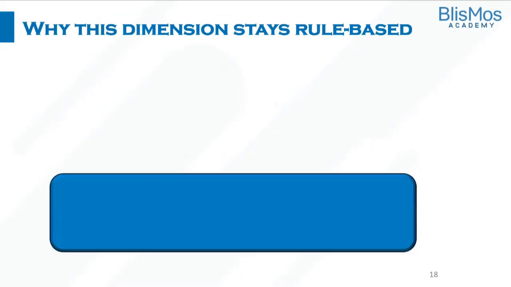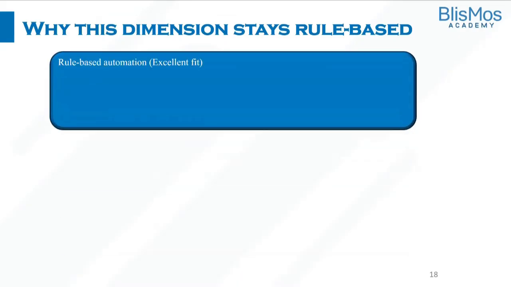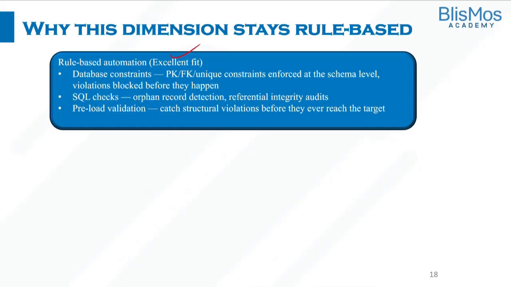Here, according to us, rule-based automation is a strong contender, or it's an excellent fit, because all these integrity checks, like primary key, foreign key, these are perfect examples of where rules should remain the foundation. A foreign key is either valid or not. A primary key is either duplicated or not. There is very little ambiguity here.